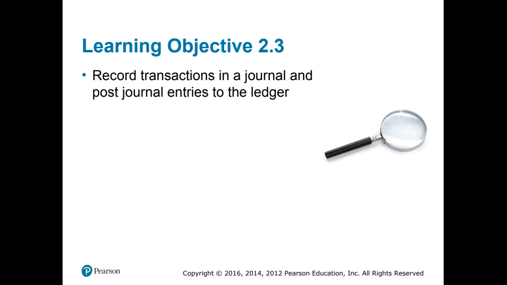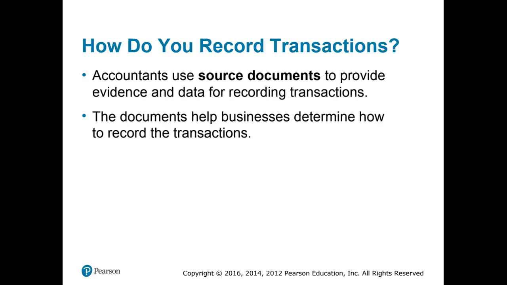So we are going to jump into objective 2.3: Record transactions in a journal and post journal entries to the ledger. So how do you record transactions? Accountants use source documents to provide evidence and data for recording transactions. The documents help businesses to determine how to record the transactions.